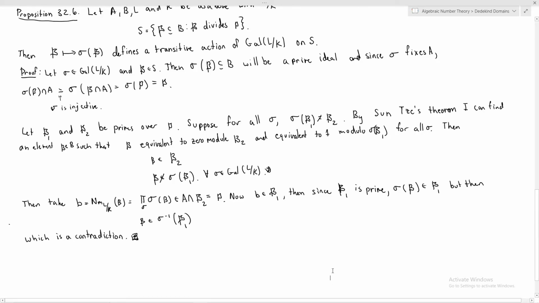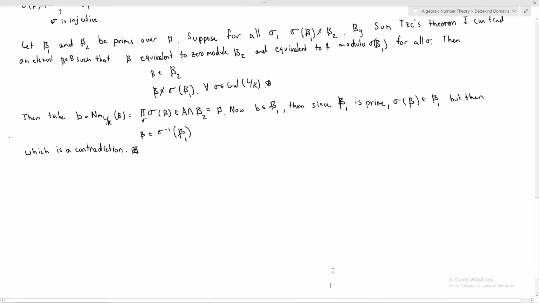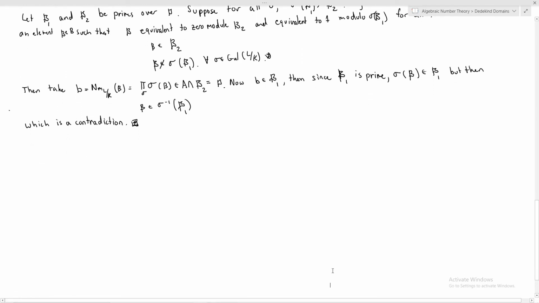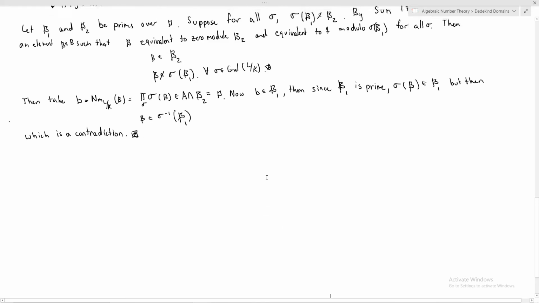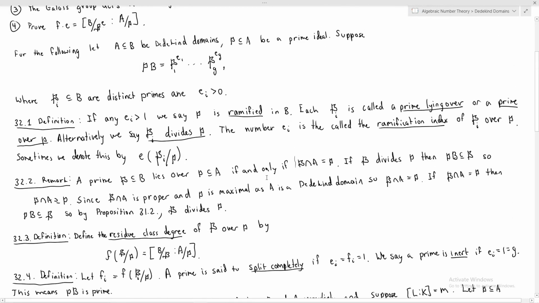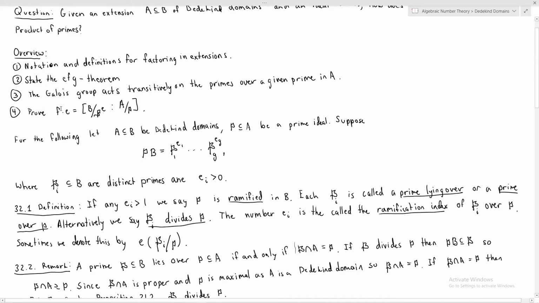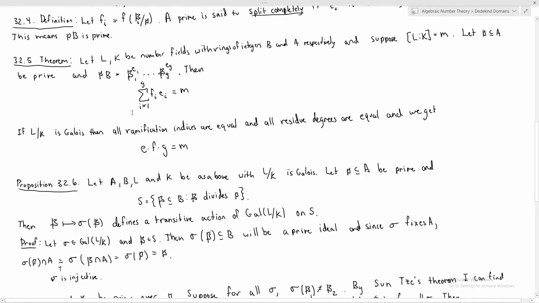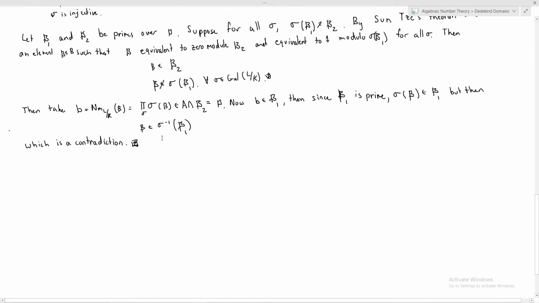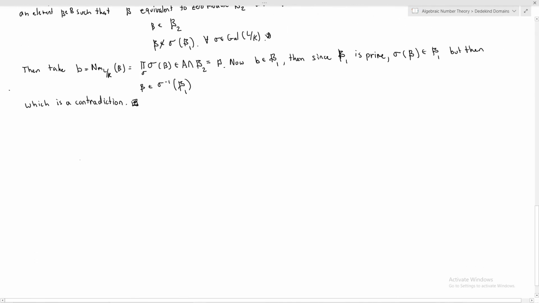Okay. So the next lemma I want to prove is basically a way of computing one of these single f times e's, which is going to be useful in the proof of the EFG theorem. So this will be Lemma 32.7.